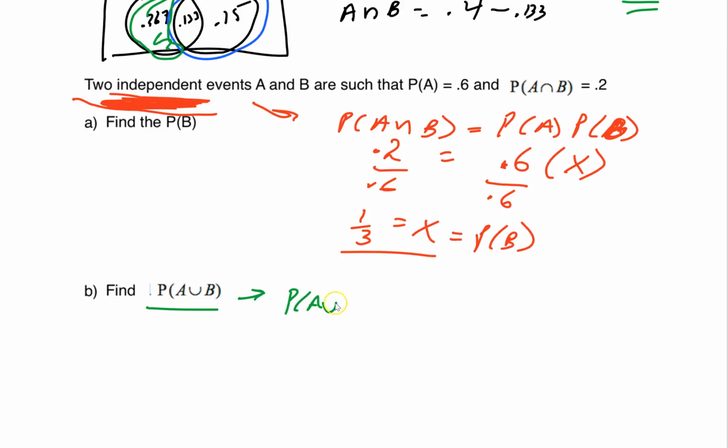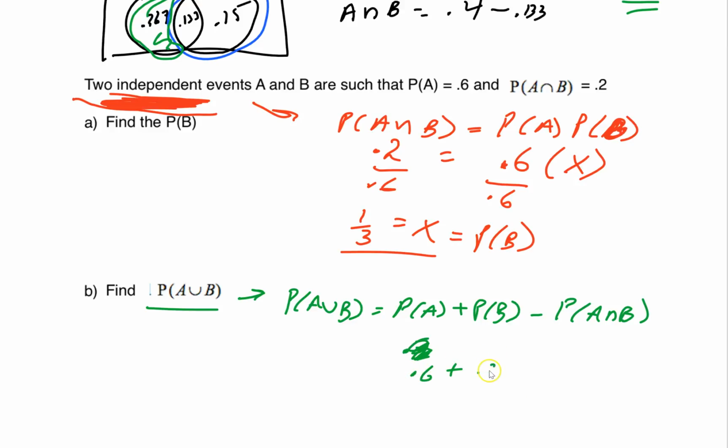Probability of A union B equals probability of A plus probability of B minus the intersection, right? That formula is one formula that always works, right? And we have everything we need now. Probability of A is 0.6. I was looking at the wrong thing. Sorry about that. Probability of B is 1/3, or 0.33, minus probability of A intersection B, which is 0.2.